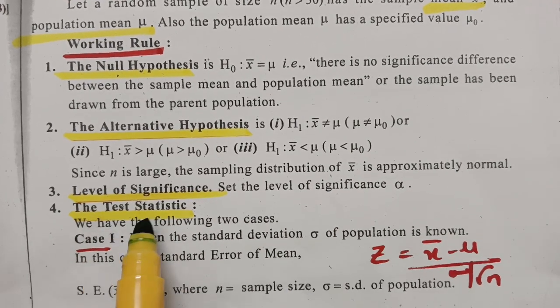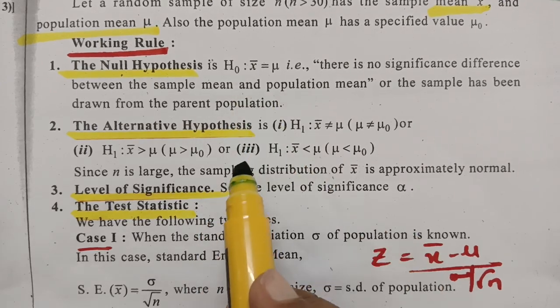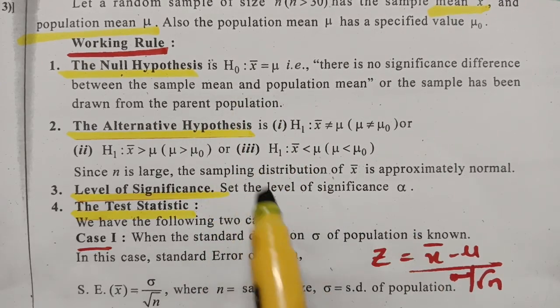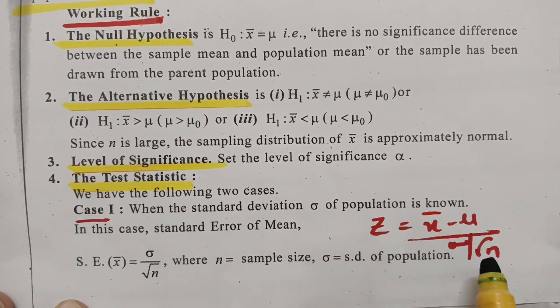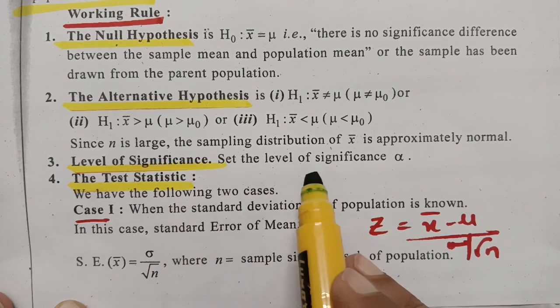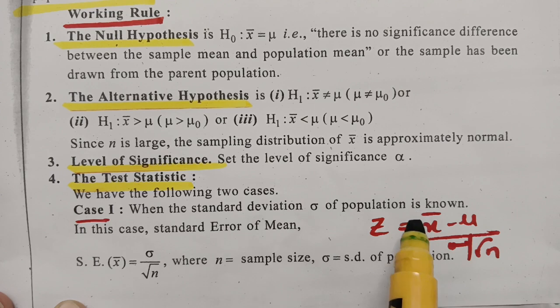The next one is the test statistic. We have to apply the formula. So what is the formula here? Here x bar, mu, sigma and n are given. So we use the formula z equals x bar minus mu divided by sigma by root n. We substitute and calculate. Remember the calculated value, and from the table, for the level of significance, z alpha by 2 will be there. So we have to compare both values.